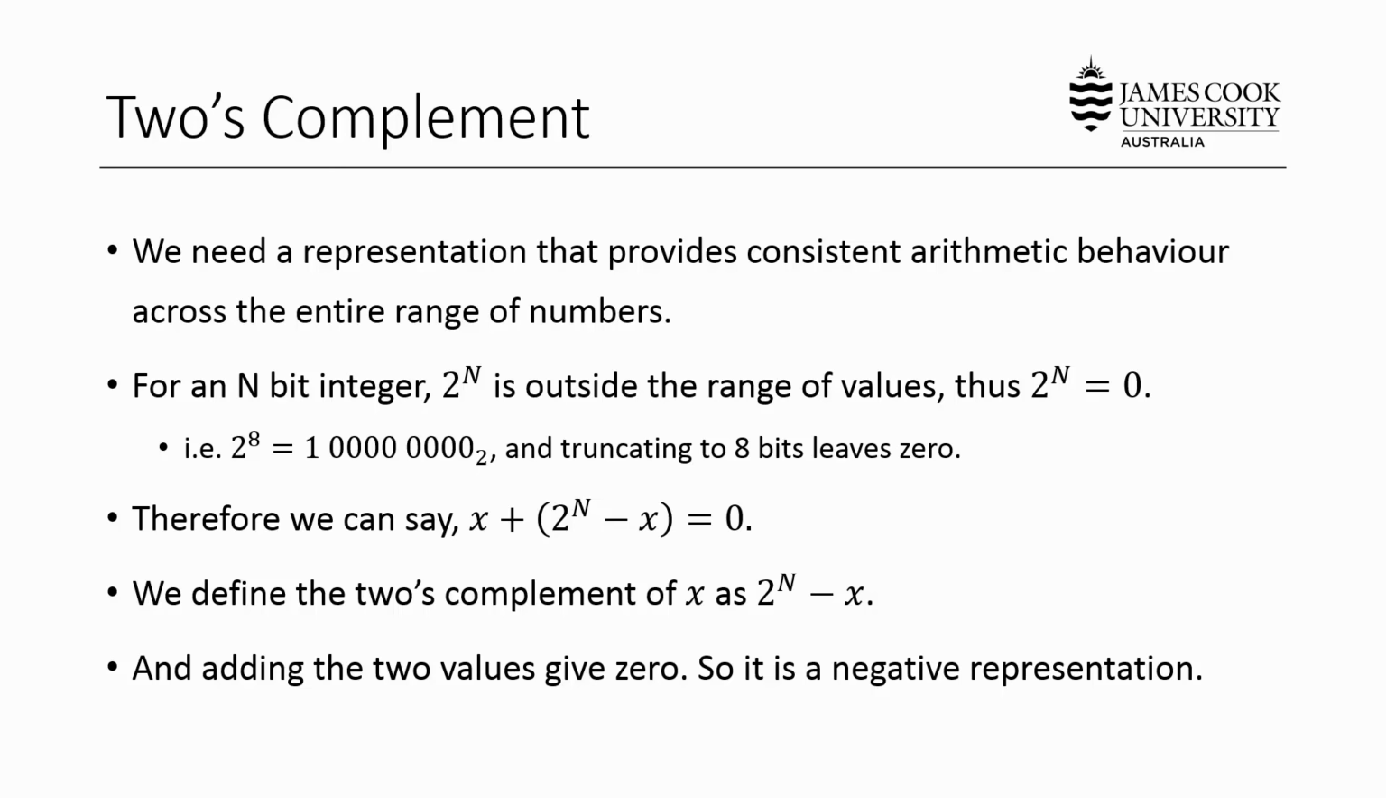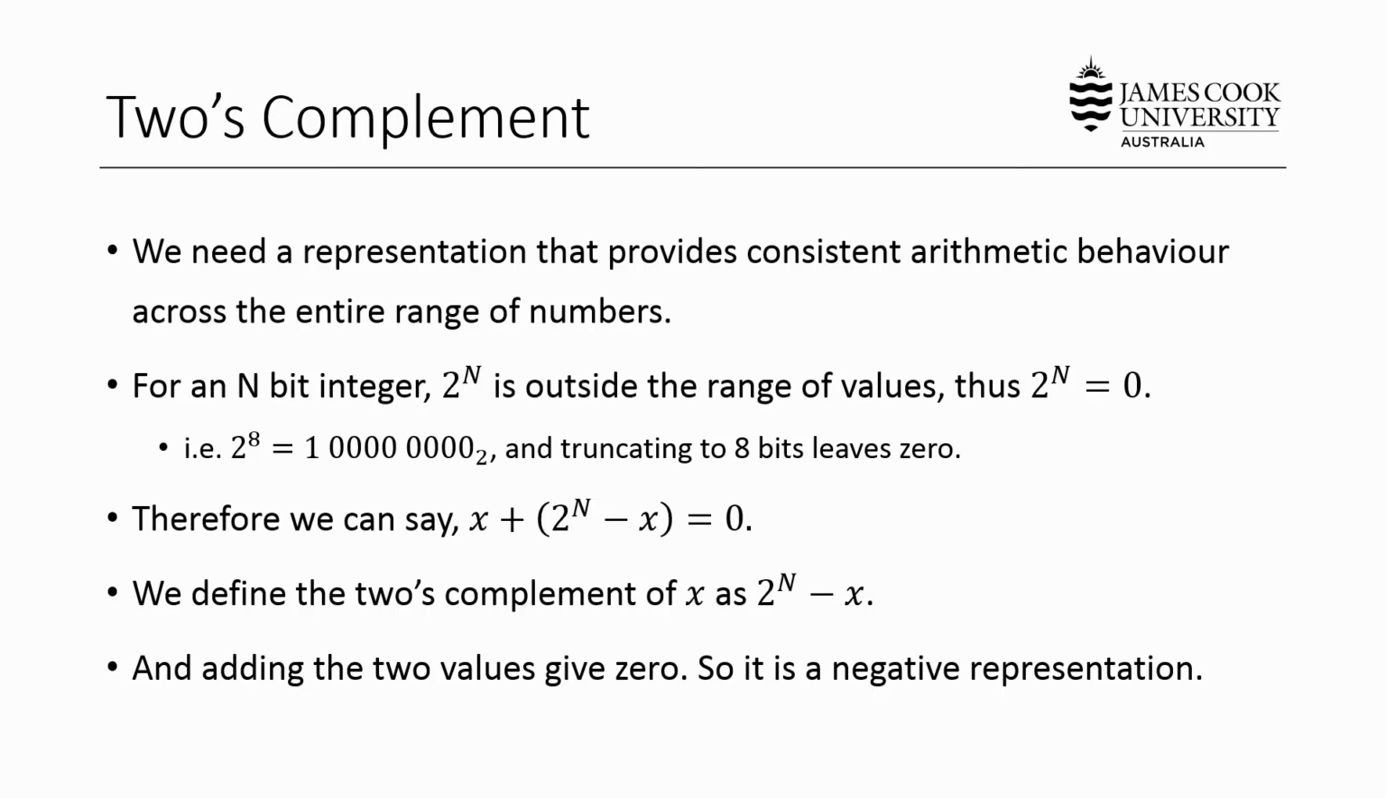For an n-bit integer, 2 to the power of n is just outside of the range of values that we can represent. Does that make sense? Because for an n-bit integer, the largest number we can represent is 2 to the power of n minus 1. So 2 to the power of n is just outside of all the values that we can actually represent with n bits. As a result, if we were to just convert 2 to the power of n into an n-bit integer, the value would be 0. It's a nifty little value that basically helps us to do 2's complement. For example, 2 to the power of 8 is equal to 1 with 8 trailing zeros in binary. And if we truncate it to just have 8 bits, we'd remove the 1 and all we're left is zeros.